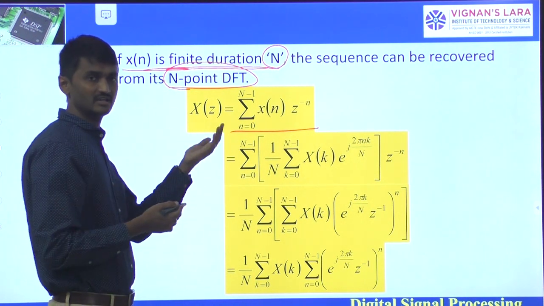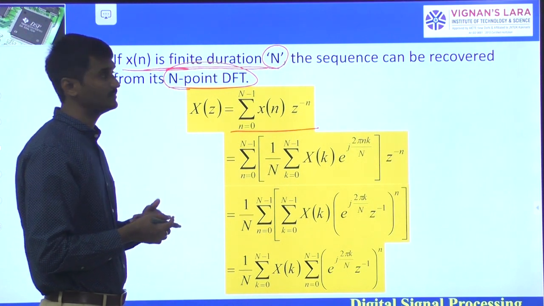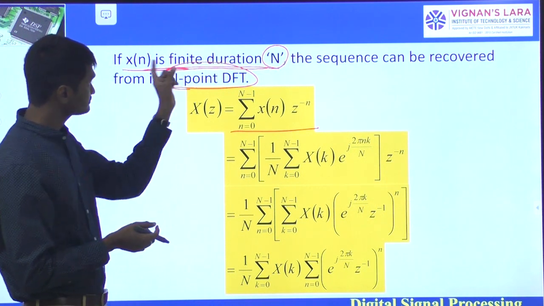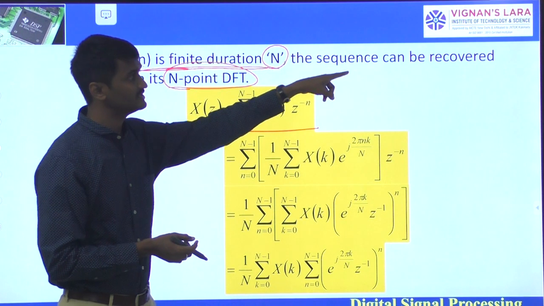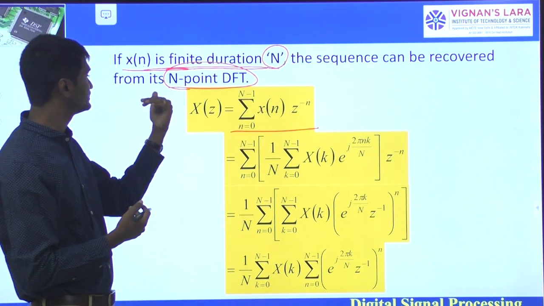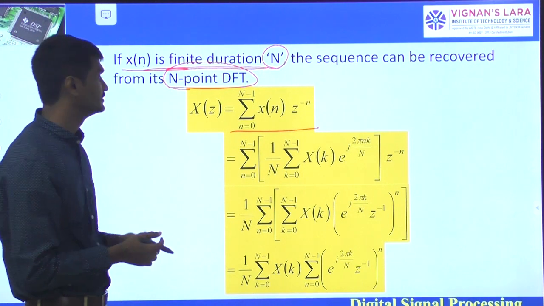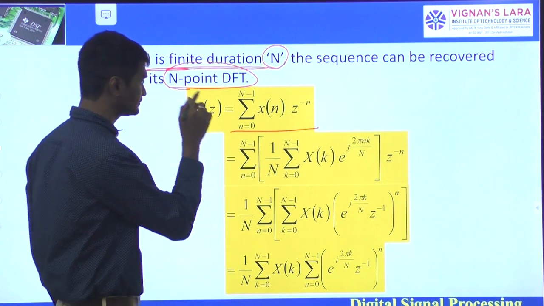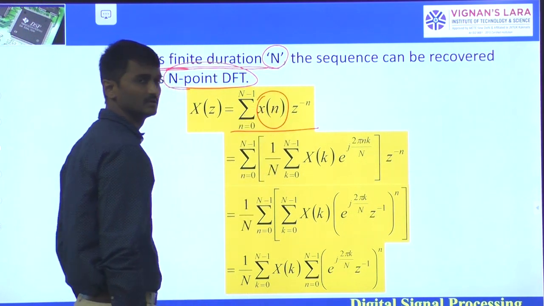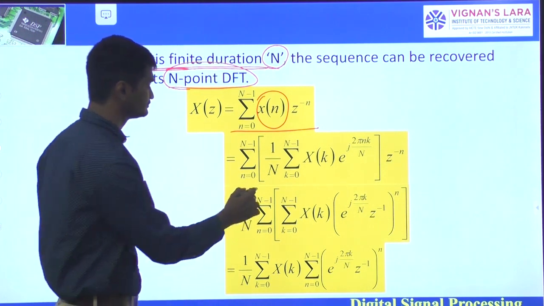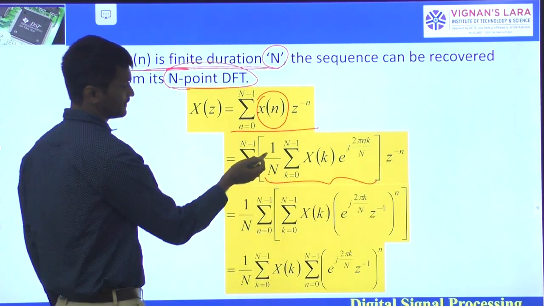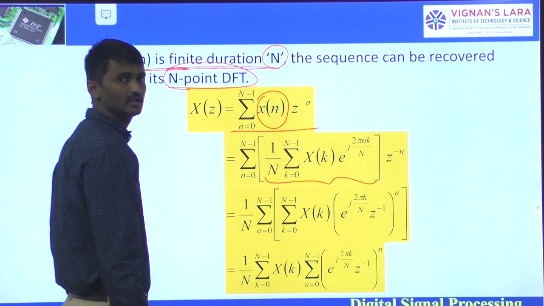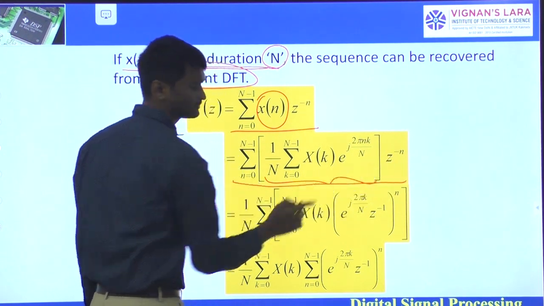Okay, so I am representing the same z transform also for finite duration sequences only, because I am going to derive the relation between the z transform and the DFT. So here x of n is the finite duration sequence, and I am going to recover the sequence x of n from the N-point DFT. So X of z is equal to the sum over n equals 0 to N minus 1 of x of n z power minus n. Now we know the inverse DFT, that is x of n is equal to 1 by N, summation over k equals 0 to N minus 1 of X of k e power j 2 pi k n by N. I am simply substituting that.